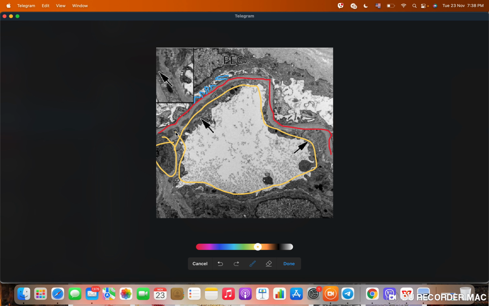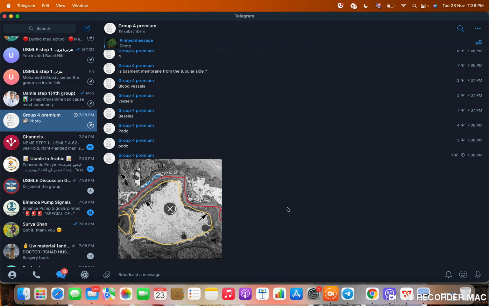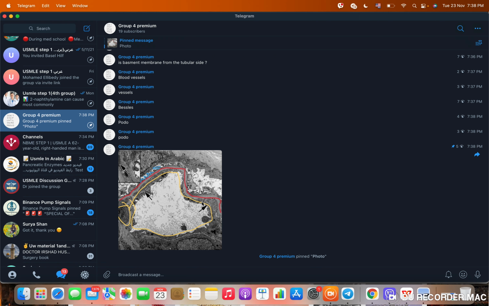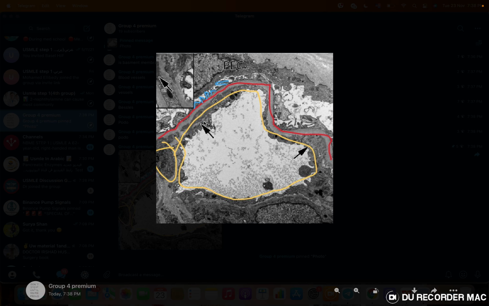The endothelium. So endothelium, basement membrane, and podocyte. Okay, so that's the normal. Now we are going to speak about the pathology. Let's speak about the pathology.